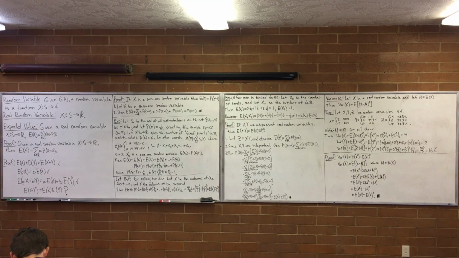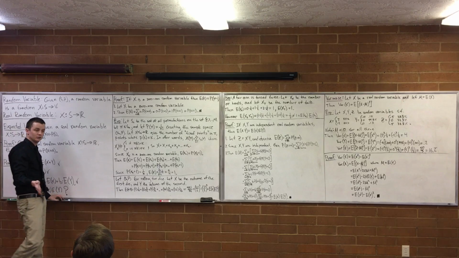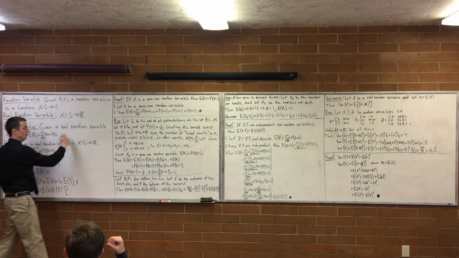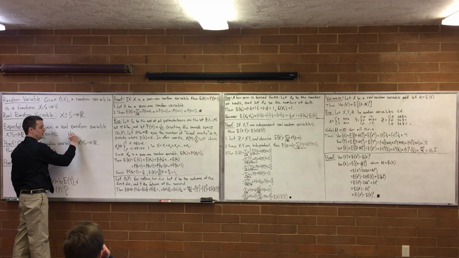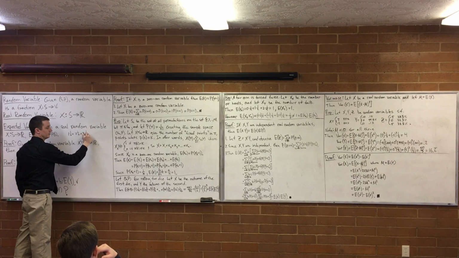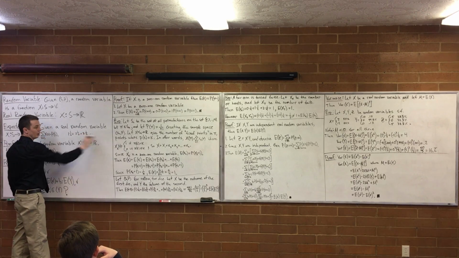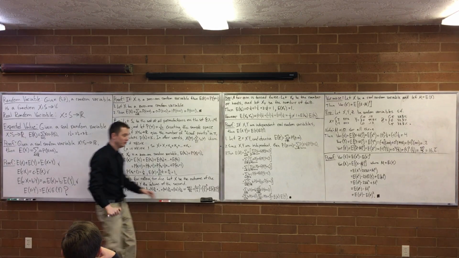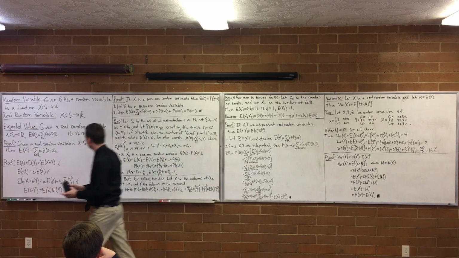So the expected value of rolling one die was 7 halves. We would roll 1, 1/6 of the time. We would roll 2, 1/6 of the time. We would roll 3, 1/6 of the time. If you add all those up, you get 7 halves. Still with me? That makes sense? Quick recap.